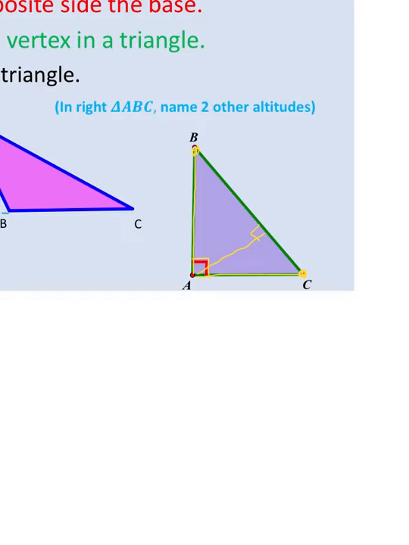Every single time. So the leg could be a height, and then the other leg would be the base. And then if you flip the triangle, the same would be true. They could switch names, right? If I flip this triangle, the height could be CA, and then the base would be AB.